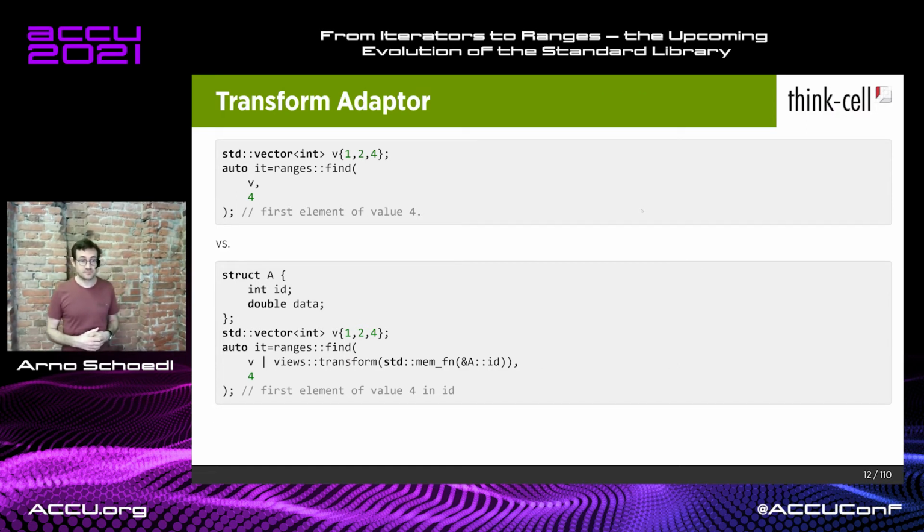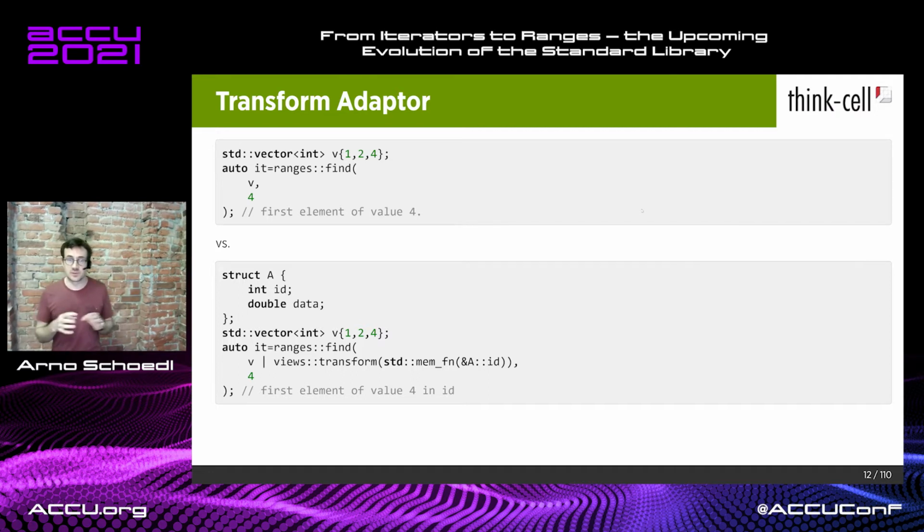So the transform, again, it's not a vector of ints, it's a vector of A's. And what the transform does is it turns that vector of A's into a vector of ints by applying a transformation, a function, which in this case is just the member access for ID. And it's important to keep in mind here that this transformation actually happens lazily. So all this pipe notation here does, the views::transform, is create an object that is holding a reference to the vector. And that's it.